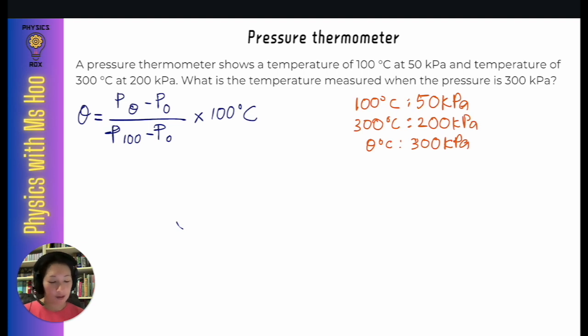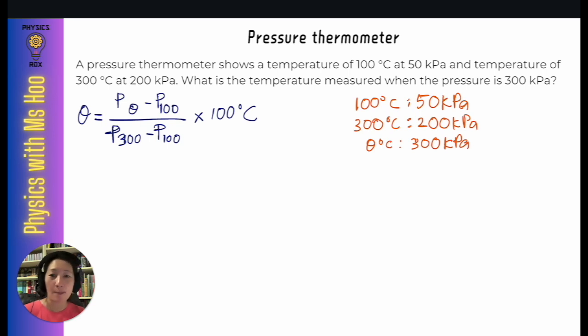Next, the fixed points are not 0 and 100. So the lower temperature that is known for this thermometer is 100, not 0. So we're going to change the 0 to 100. And for the upper fixed point of 100, for this thermometer, the higher known value is 300. So we're going to change this to 300.